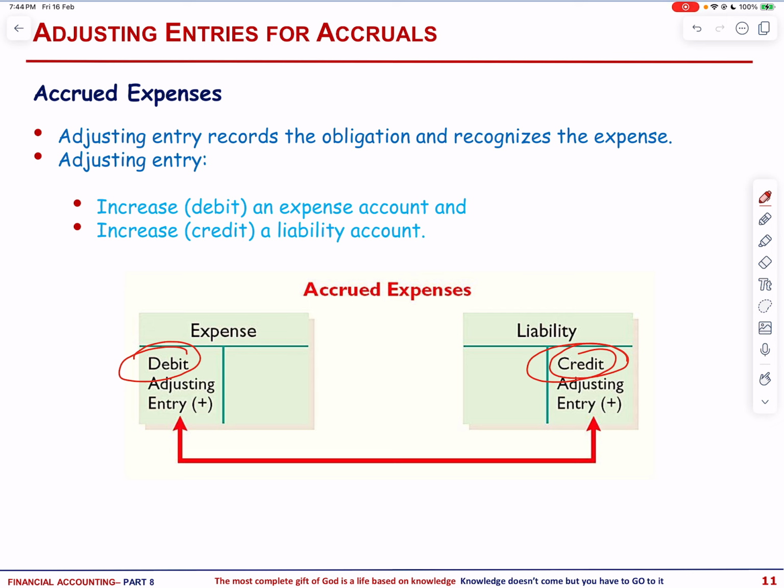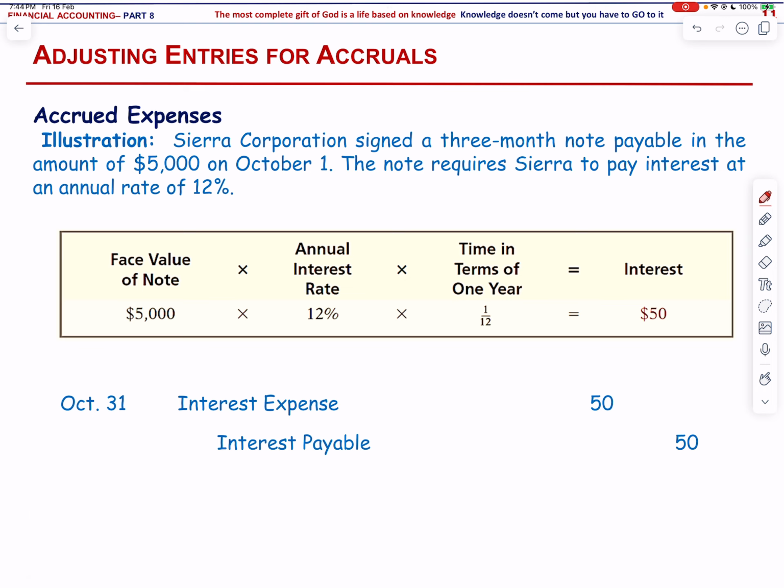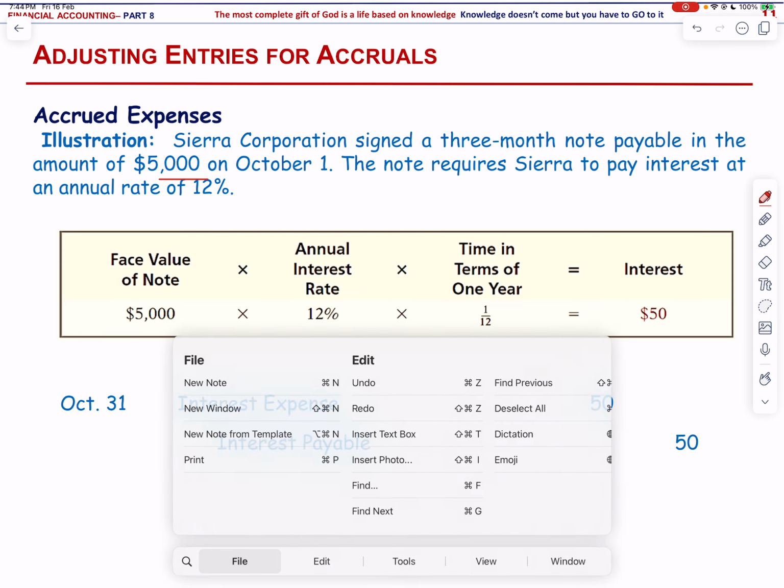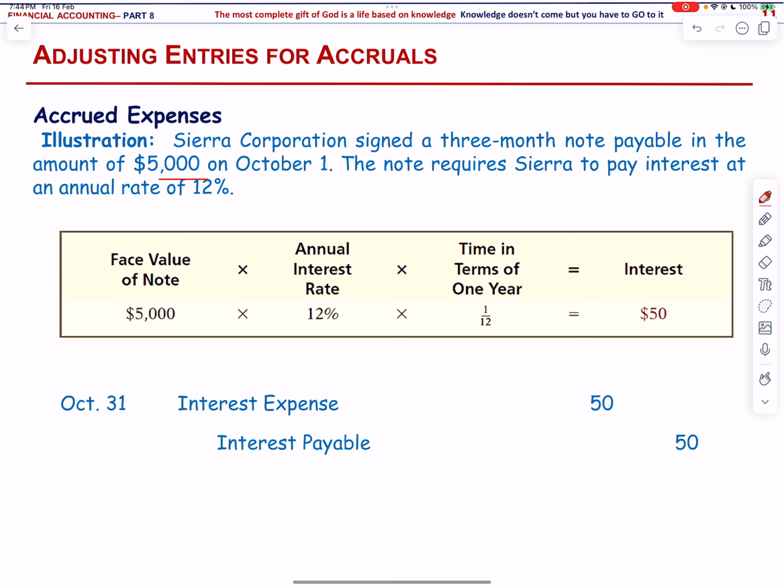Let us look into an example. Now, Sara Corporation has a 5,000 note outstanding on October 1, with 3 months until maturity. The total interest due will be 5,000 times 12 percent times 1/12, because we are going to calculate for 1 month of October, so that is equal to $50. So this calculation is applied to determine the interest for the month of October and the journal entry will be interest expense debit and interest payable credit.